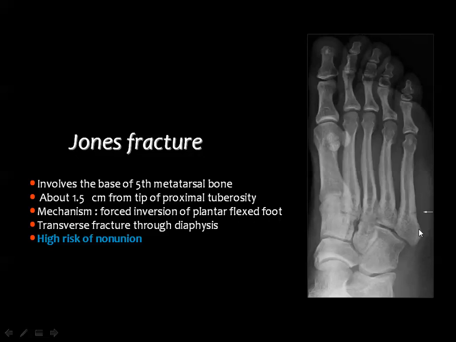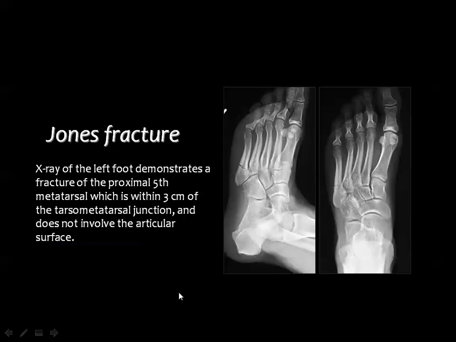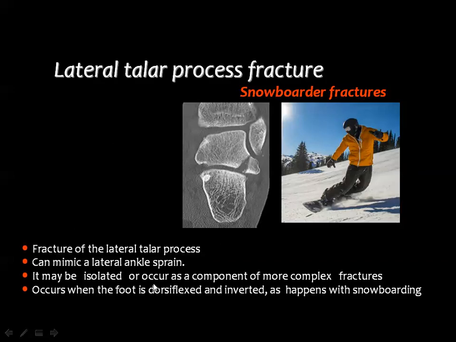If you draw a line here, this line will indicate the site of the avulsion fracture. But if the fracture is above, then this is Jones fracture, which has a high risk of non-union. And this is the Jones fracture. It is well above the site of the avulsion fracture of the base of the fifth metatarsal bone.